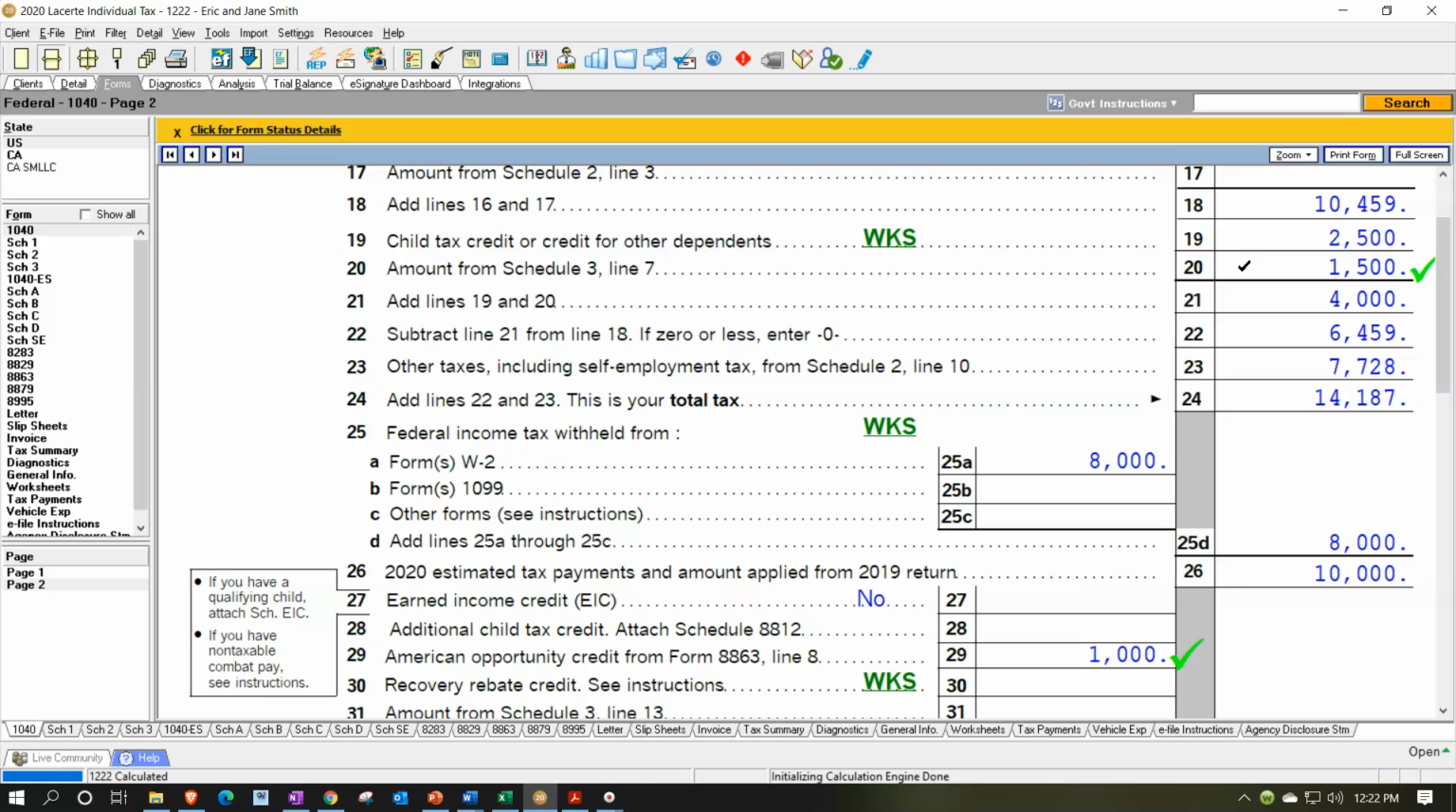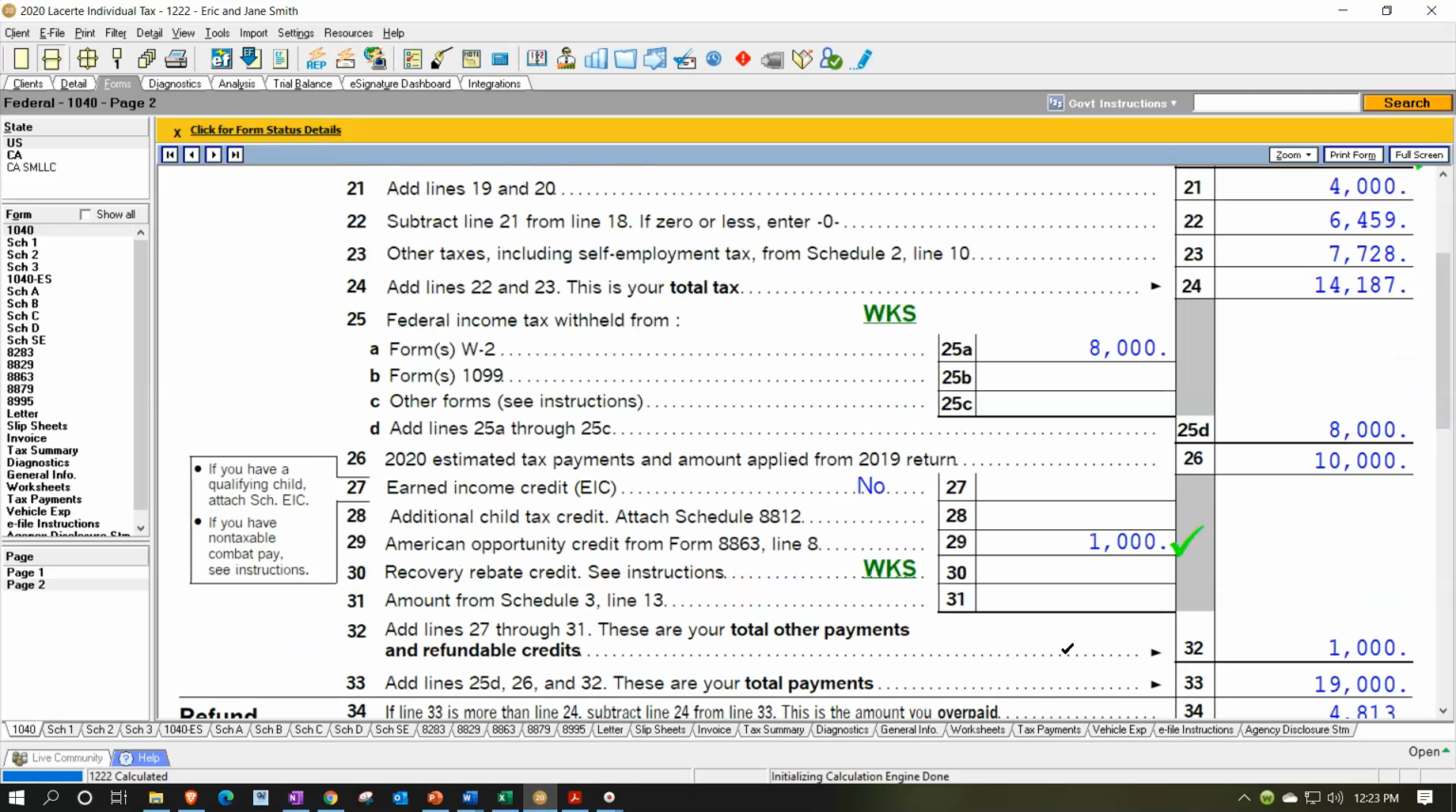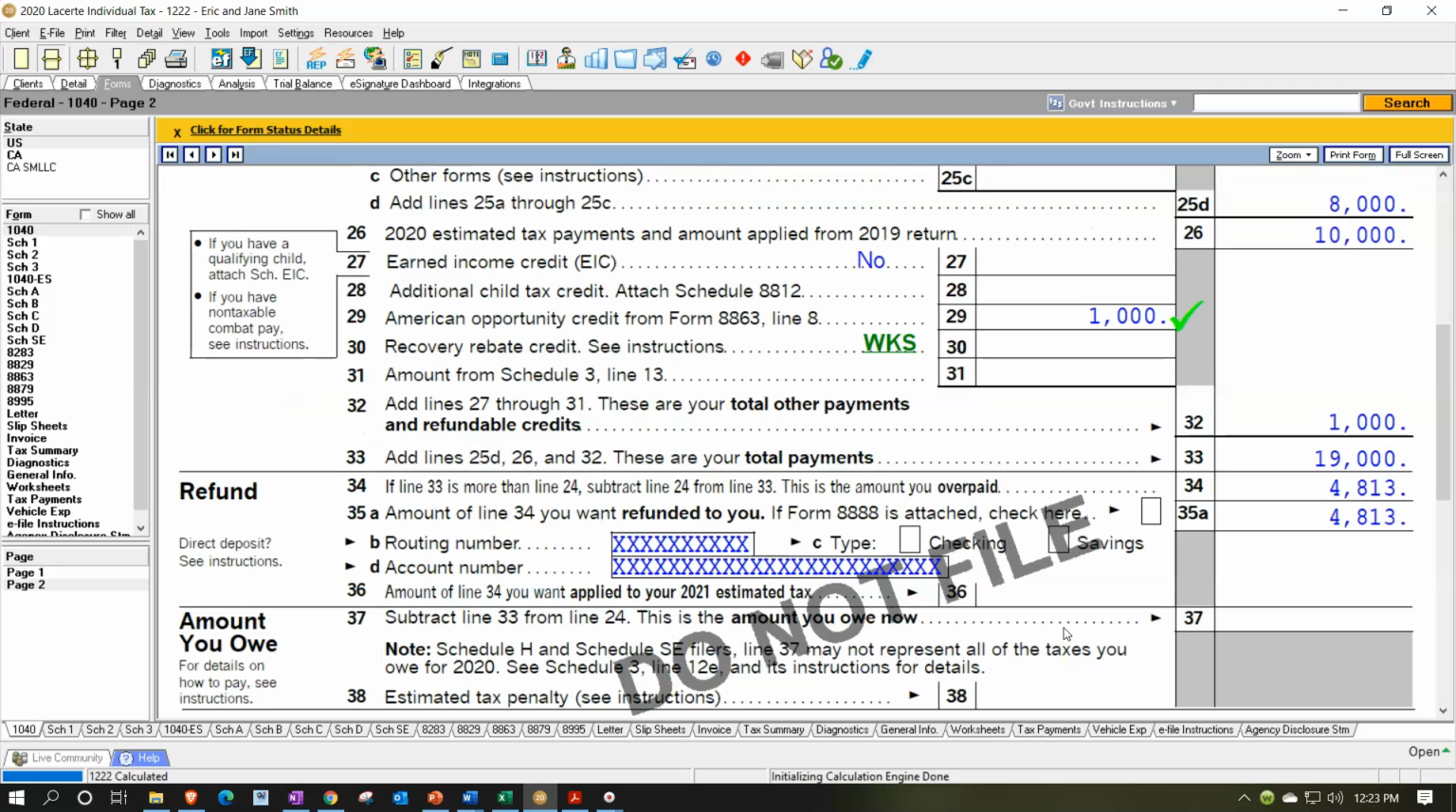The non-refundable portion up top, line 20, is pulling in from Schedule 3, Line 7. And then we have the refundable portion, even though we don't need it to be refundable on this particular return, but they still break it out down here on line 29. And that's going to pull over so that our tax at this point is $4,813. That's not our tax. That's our overpayment at this point, now $4,813.